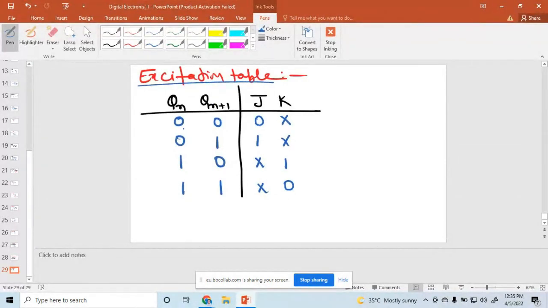JK flip flop. So just see: 0, don't care; 1, don't care; then 1, don't care, 1; and don't care, 0. This one is the excitation table of the JK flip flop.